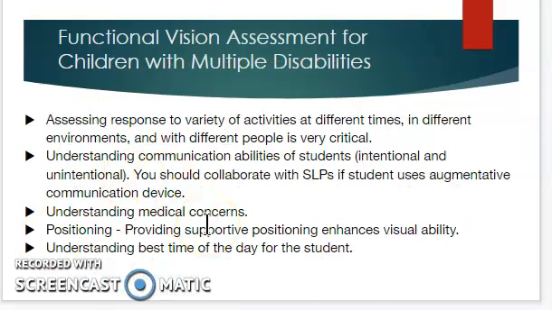We are going to be focusing on FVA for students with additional disabilities a few weeks later, but I just wanted to give you a little blurb of what you need to take into consideration if you have a student that you need to assess and the student has multiple disabilities. Basically, you need to assess response to a variety of activities at different times, in different environments, and with different people. This is important even for a student with low vision, but for a student with multiple disabilities, this is extremely critical. You have to do this. Otherwise, you're not going to get a comprehensive picture of the student.